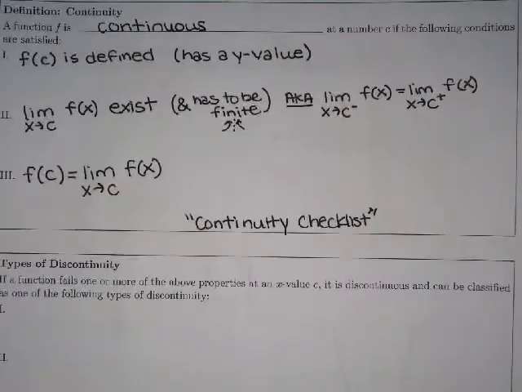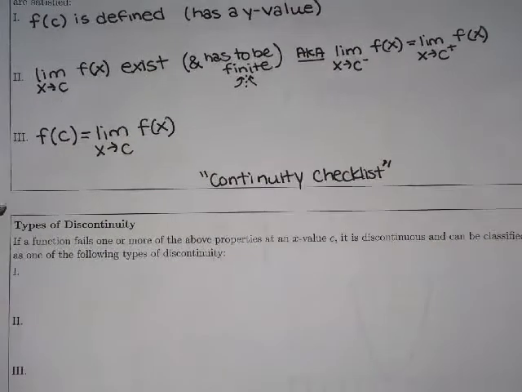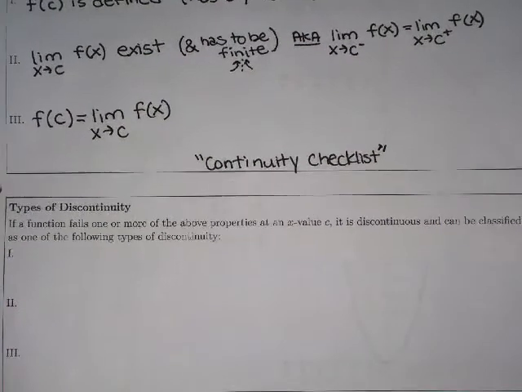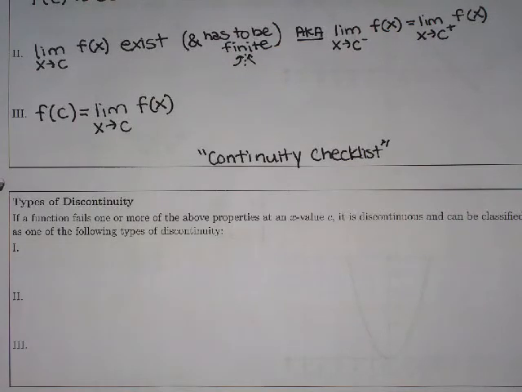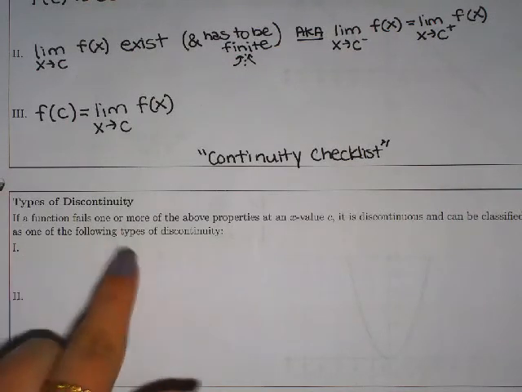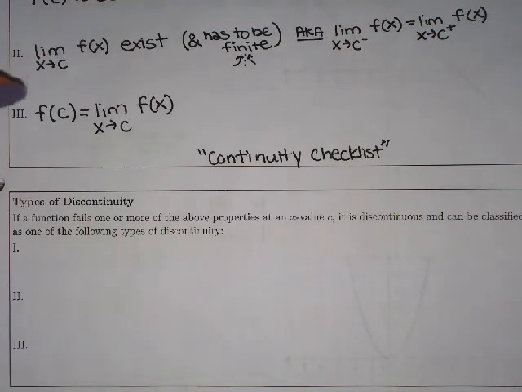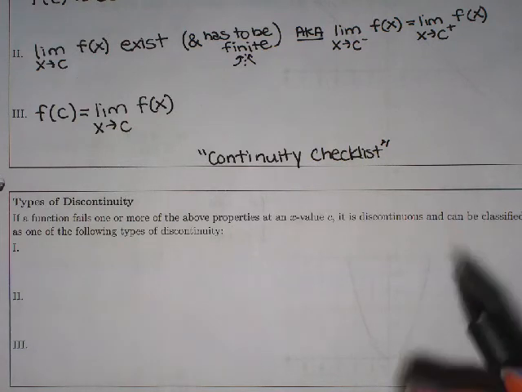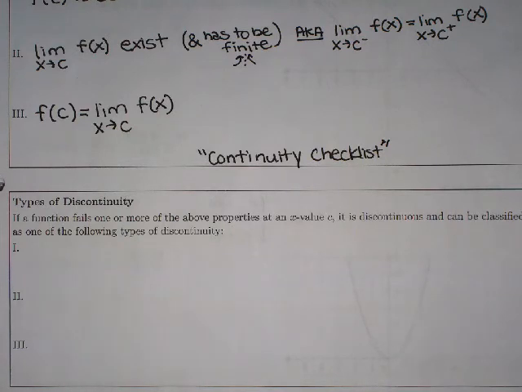Okay? So when they're not continuous, we get types of discontinuity. And we're going to look at three types of discontinuity. And they're types of discontinuity because they fail one or more of the properties above. Okay, as long as they fail one, it's discontinuous, but some of them will fail more than one.